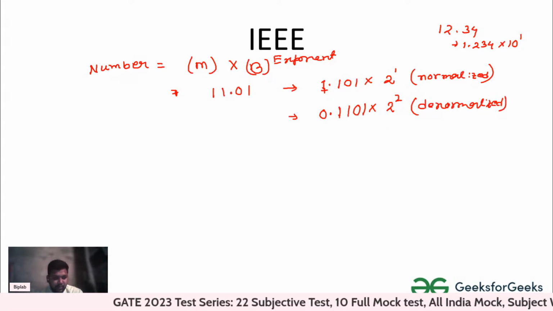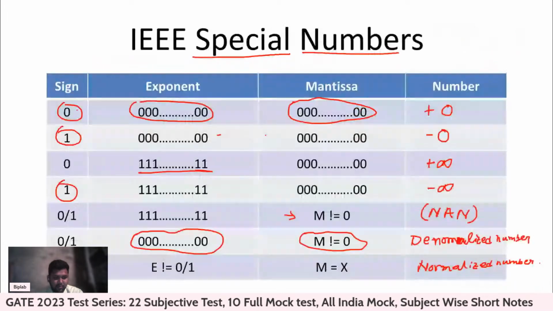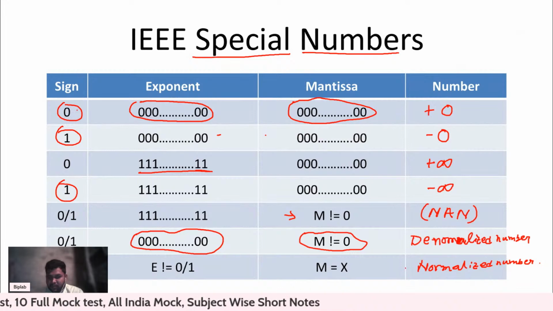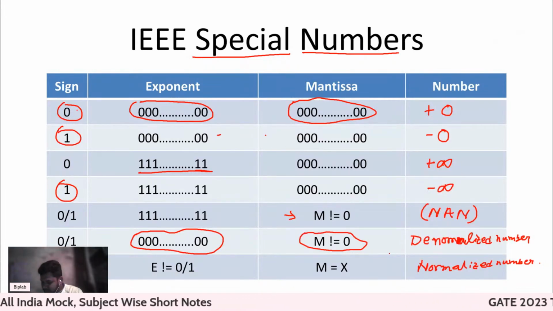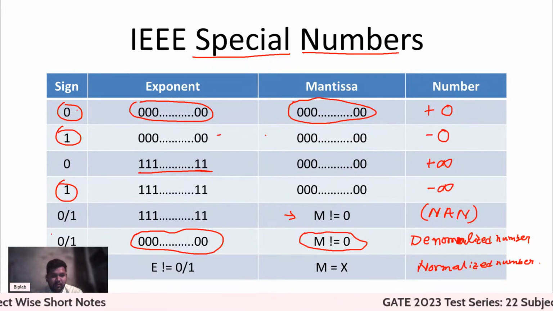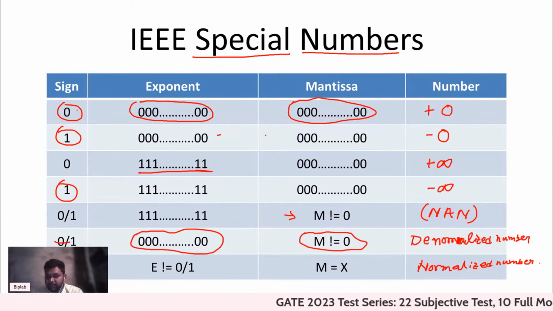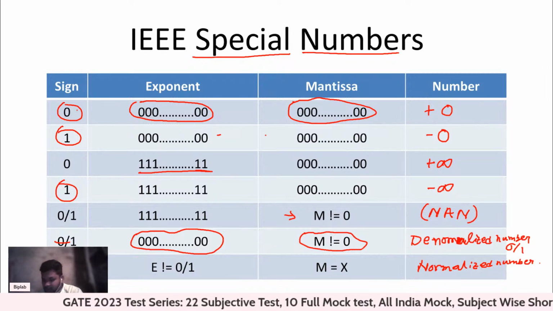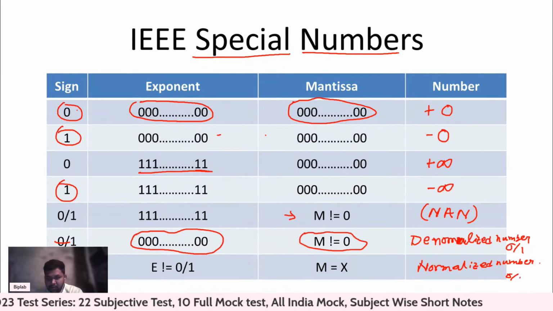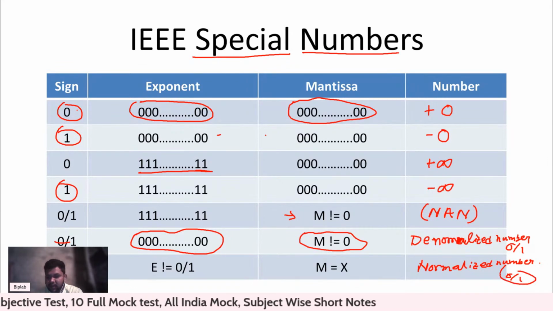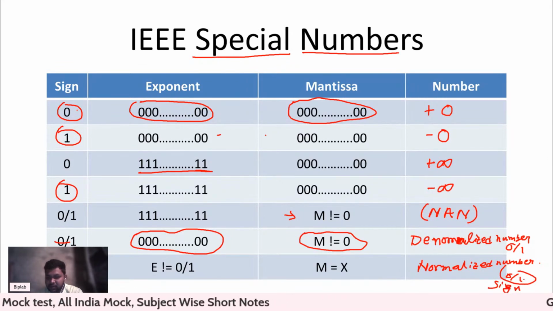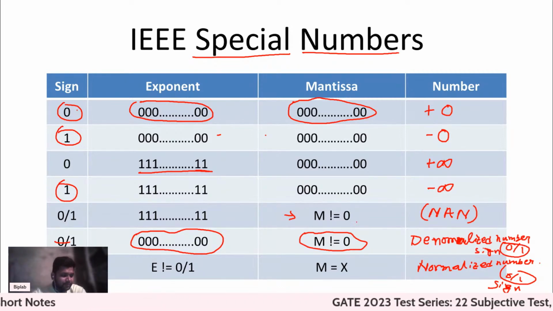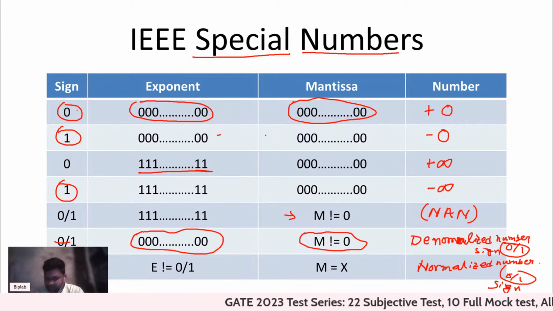Last sign in the table. So it is a normalized number. This is 0 or 1, and this is also 0 or 1. Anything can be in the sign bit, so I am writing this is the sign bit. It can be anything.